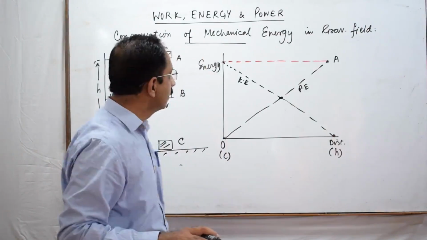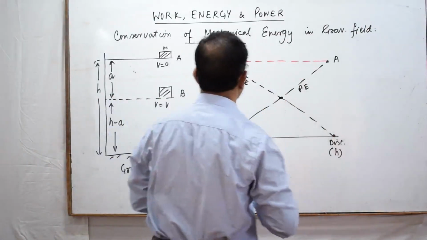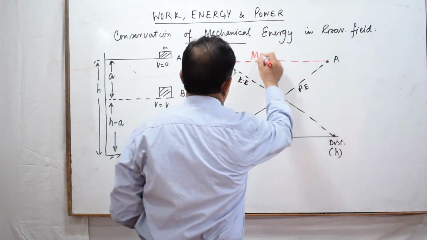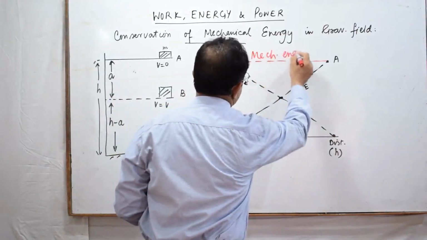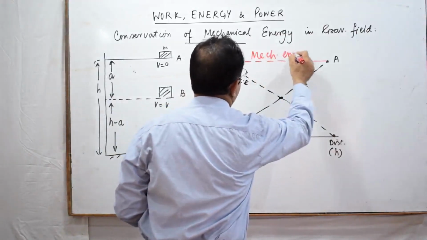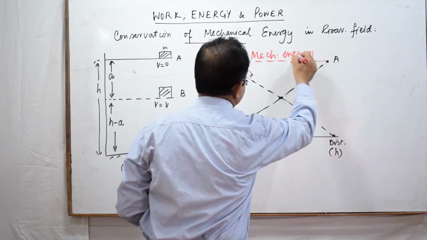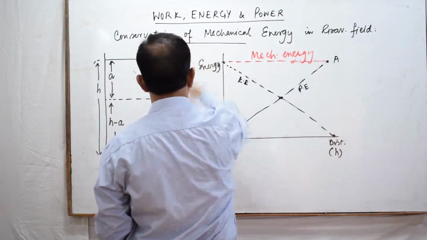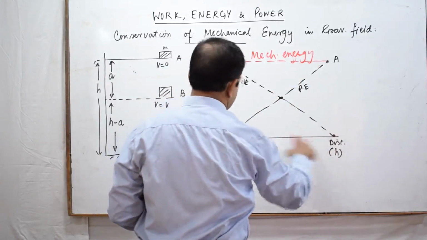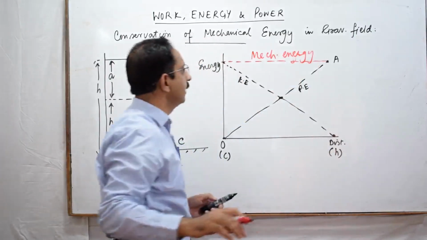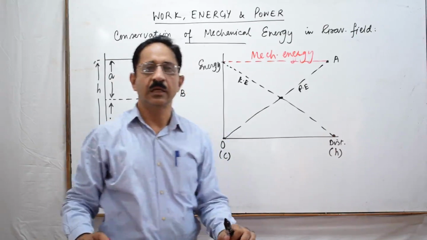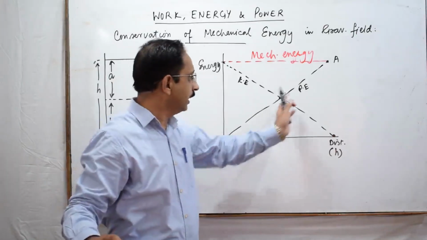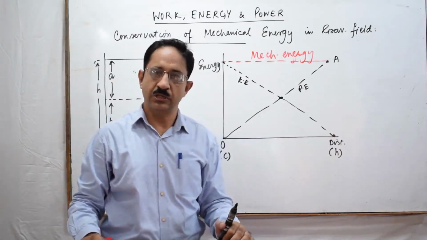Now this whole red dotted line is the indicator of mechanical energy, which is the sum total of the potential and kinetic energy. You see that over the whole distance, as the object was going either up or down during the course of its journey, the mechanical energy remained constant. It did not vary even though the kinetic energy and potential energy changed.